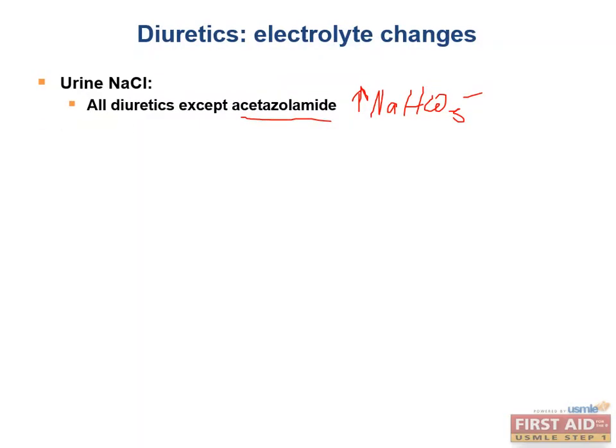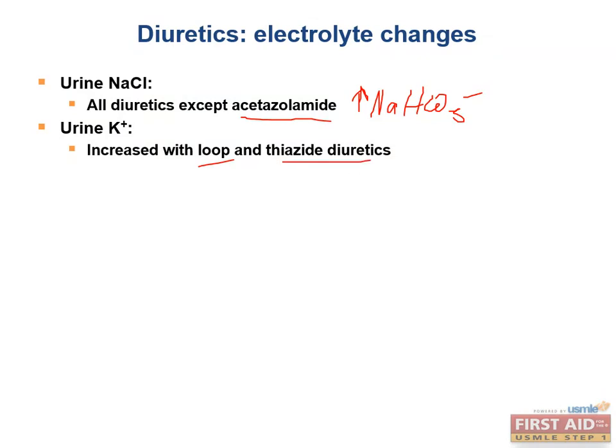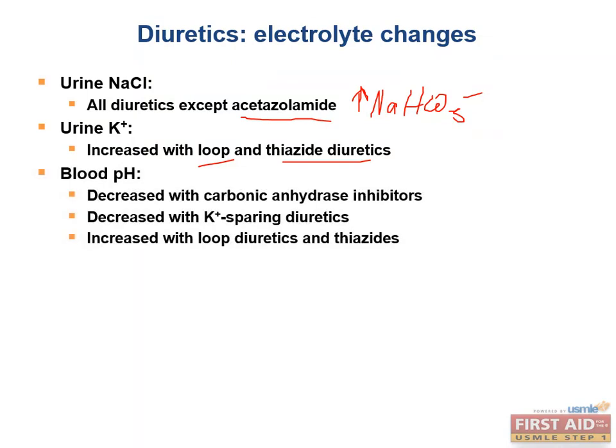Urine potassium is going to be increased with loop diuretics and thiazide diuretics, and obviously it's not going to be increased with potassium-sparing diuretics. Blood pH is decreased with carbonic anhydrase inhibitors. Now why is that? Because they're increasing the excretion of bicarbonate. And because bicarbonate is a base, that's going to make the blood more acidic.